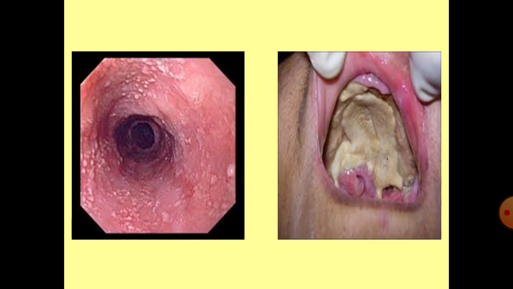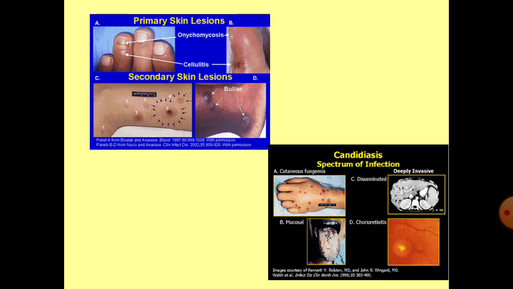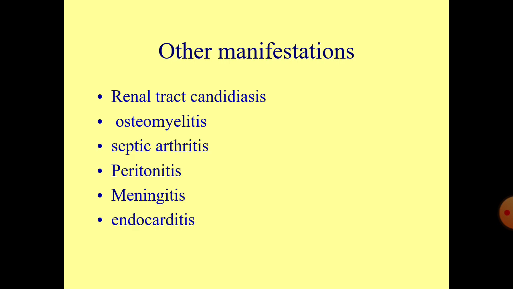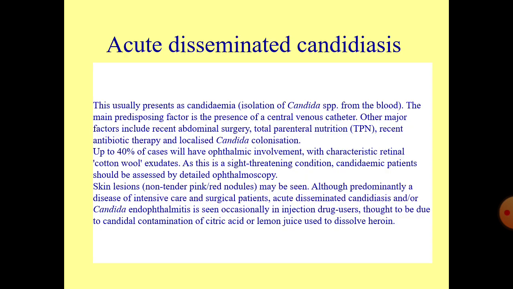Again, this is extensive oral thrush with candidal infection, and to the left is the esophageal involvement of Candida. Again, we have skin involvement, as we see, oral, eye, and hepatosplenic involvement. Other manifestations, as part of the systemic form of candidiasis, may be renal, genitourinary, osteomyelitis, septic arthritis, peritonitis, meningitis, and valve involvement in the form of endocarditis.